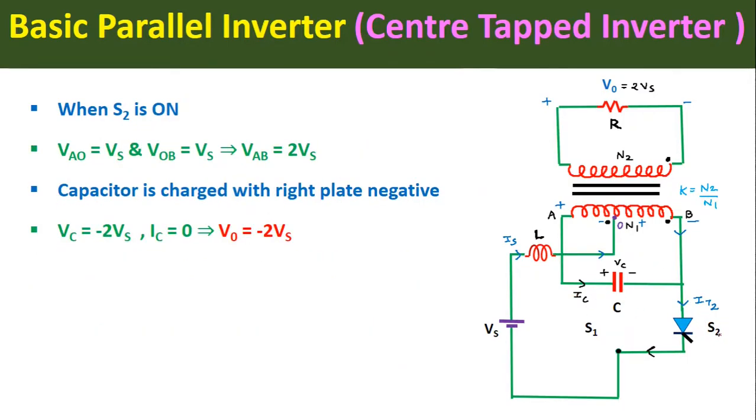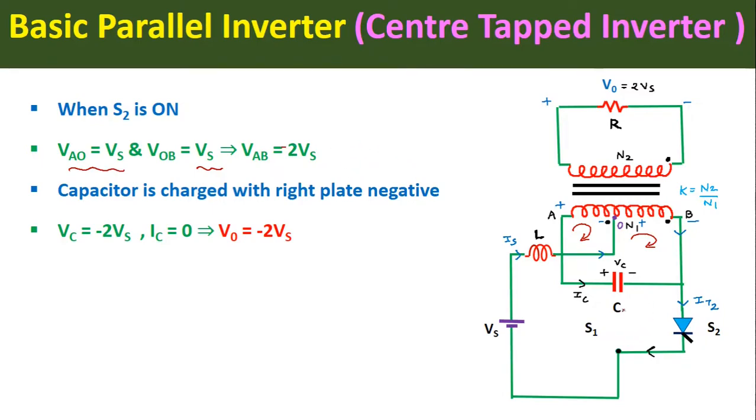Now, when this S2 SCR goes into the on condition, the voltage across the first half of the primary winding, that is VAO, will be equal to plus Vs when we apply KVL in this loop. And when we apply KVL in this loop, starting from this voltage Vs, we will get VOB equal to plus Vs. Okay, now the voltage across the primary winding VAB will be equal to minus 2Vs, we have to take, because now the polarity of the voltage across the primary winding is reversed with respect to the first case. So we can take VAB equal to minus 2Vs here.